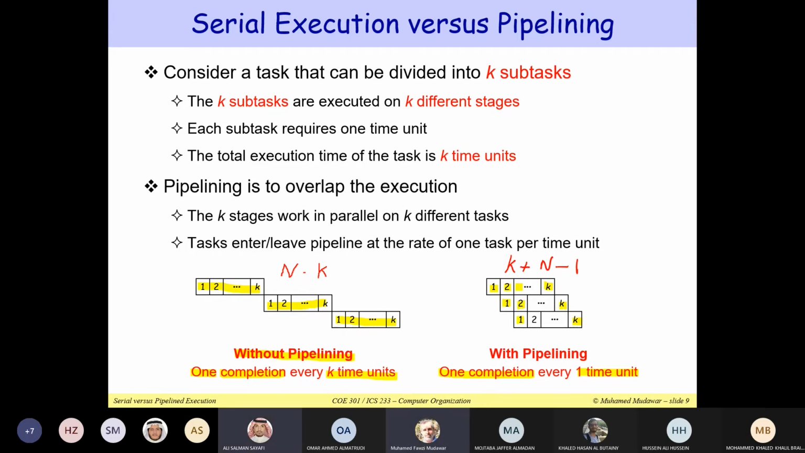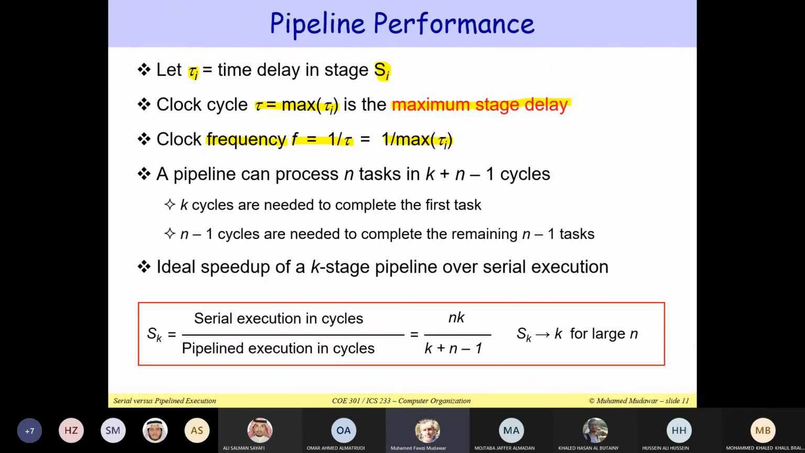Okay, so that is actually clear from this diagram. That's with pipelining. Now if I would like to find out the speed up of pipelining, we divide the serial execution time in clock cycles by the pipeline execution time in cycles. So the serial execution time will be n multiplied by k, that's serial execution.